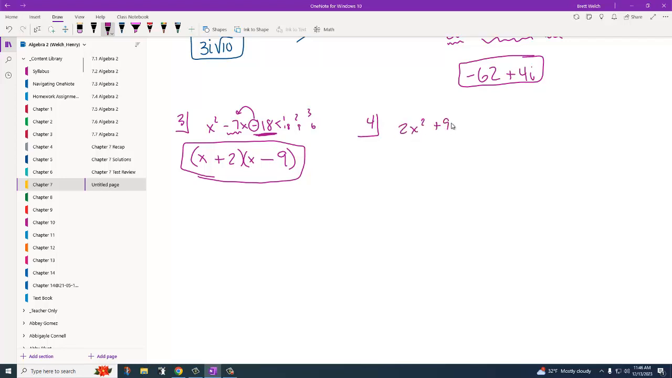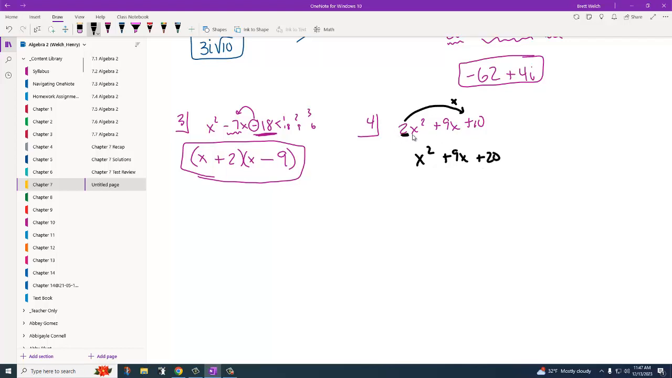2x squared plus 9x plus 10. I'm going to take the approach that we talked about this year in class, making brownies, where we fudge the numbers a little bit. This 2 is going to multiply over by the 10 to make my problem now x squared plus 9x plus 20.